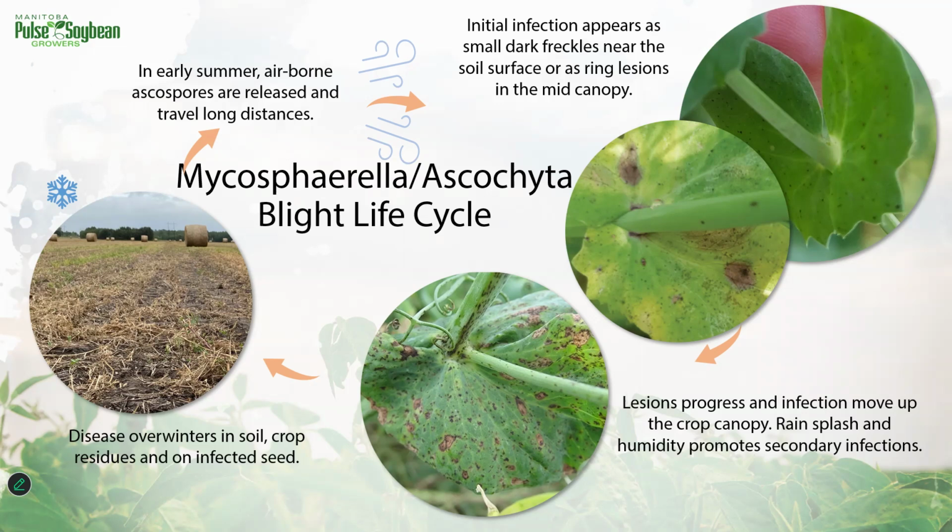Over summer, these lesions expand, and secondary infections by rain splash and high humidity move the infection up the crop canopy. Then after harvest, pea residue, soil, and seed can carry on the disease life cycle. And fungicides are applied around early flowering, when these initial infection symptoms are popping up, to limit disease spread up the canopy.